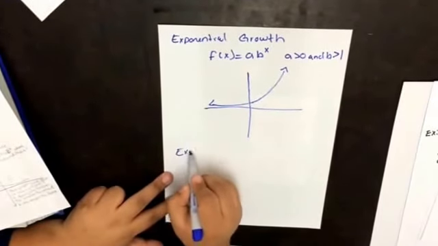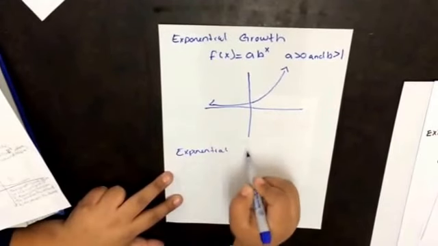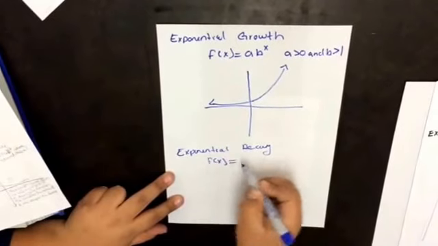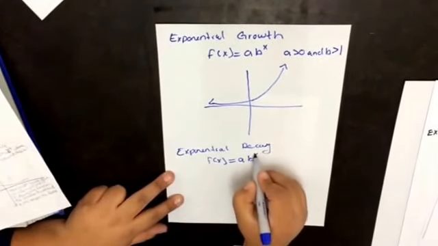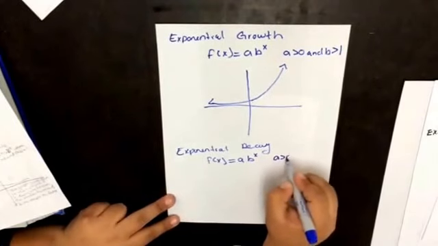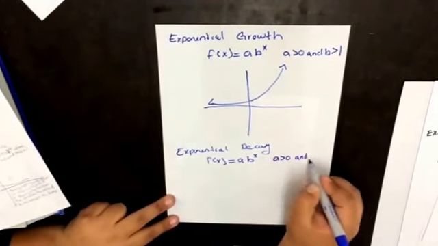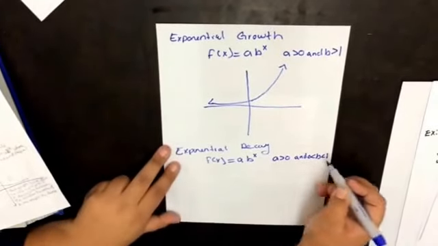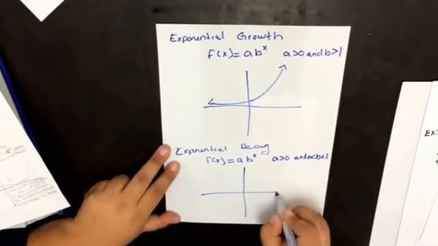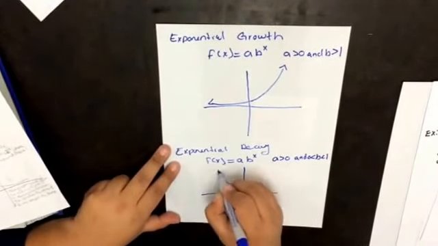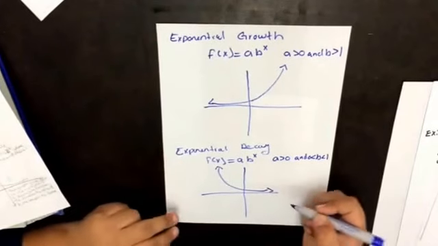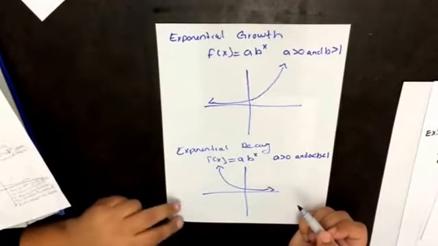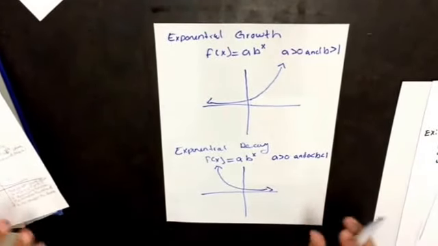For exponential decay, if we have f of x equals a times b to the x, a is greater than 0, and b has to be greater than 0 and less than 1. So the graph looks something like this. So this graph goes down to the right and is a decreasing function. The smaller the value of b, the steeper the decrease.